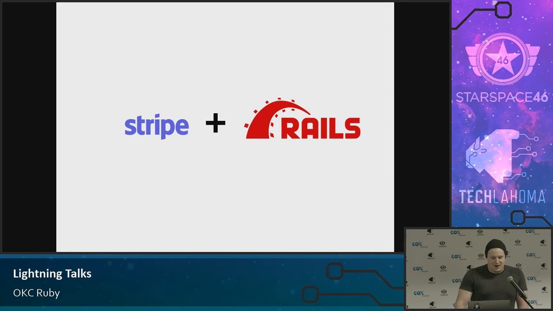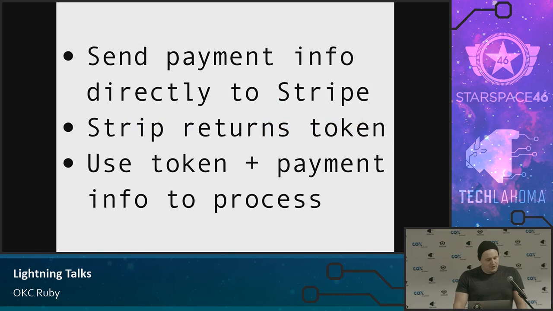So we're going to use Stripe and Rails today. Just a quick overview. We are going to send all of the payment stuff, credit card information, social security, CVV2, whatever, to Stripe. So it never touches your server. Stripe is going to return a token to the client, and then we are going to be able to use that token to authorize a payment from our API.